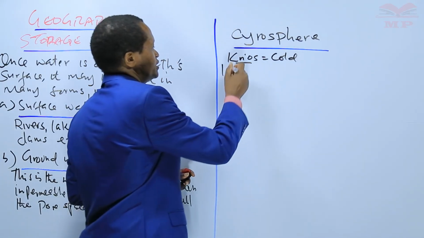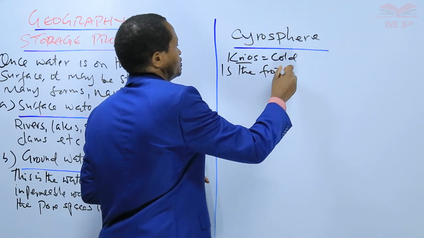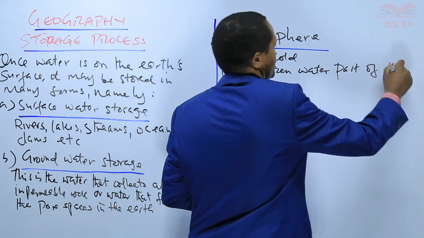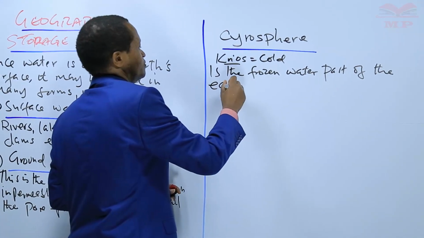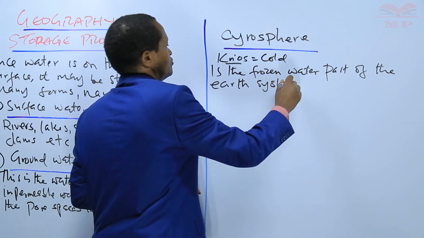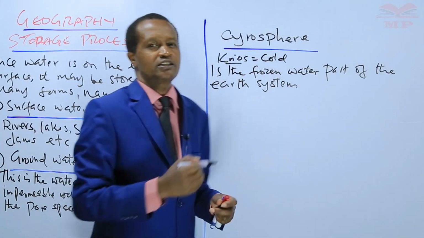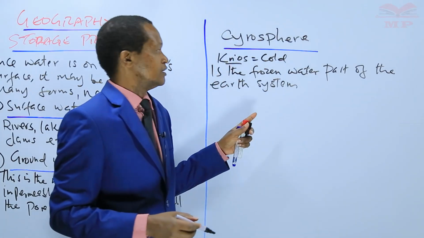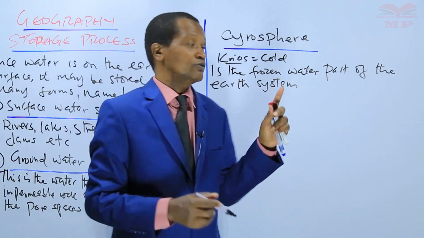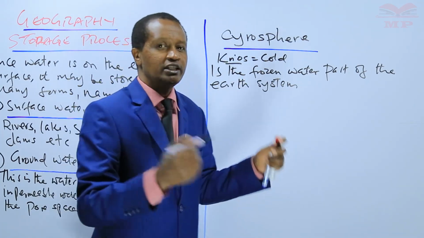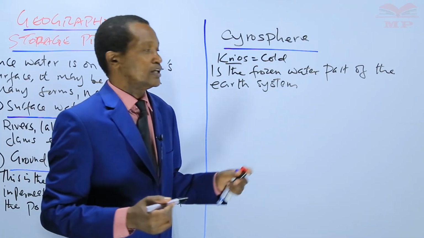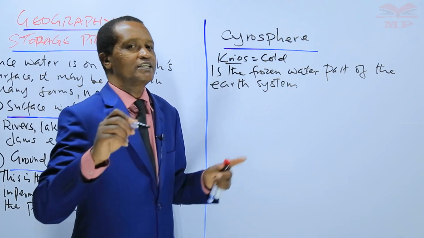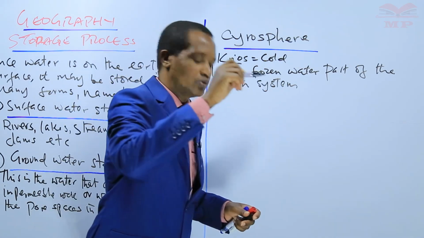Cryosphere is the frozen water part of the Earth's system. Frozen water, we are referring to ice. We are referring to the glaciers, learners, right? Water can be stored in the form of ice, ice is just frozen water, glaciers and all that. And this water, learners, is stored in the vast ice-covered regions of the world.